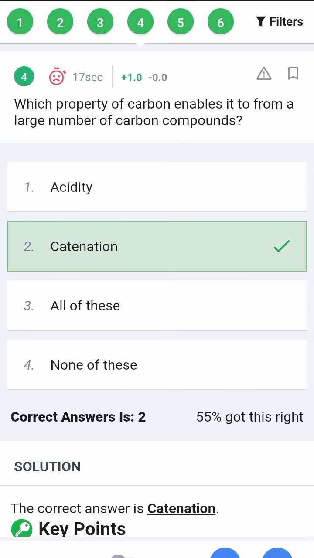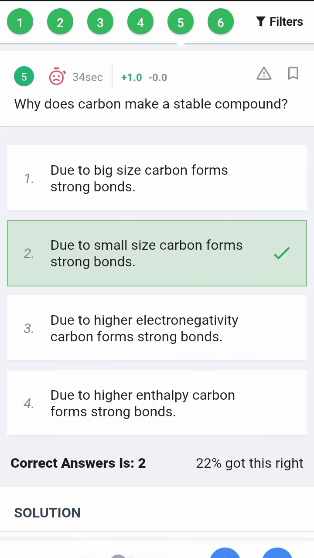Which property of carbon enables it to form a large number of carbon compounds? Answer is catenation, the property where carbon makes a large number of carbon compounds. Not due to acidity, not all of this, none of this. That's the cause of the catenation property.